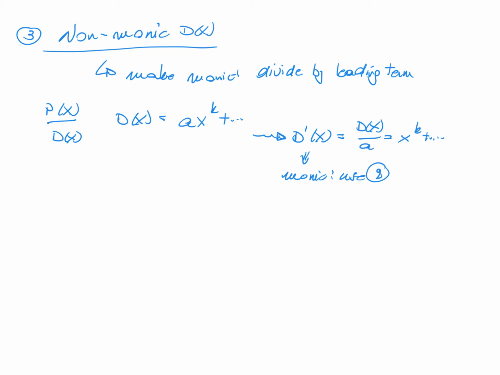So what we have, or what we obtain, is then we get p of x. We divide p of x with d prime of x using the second step. So using the monic nonlinear divisor, we get a q prime of x times d prime of x plus some remainder r of x. So this is the division by the monic d prime of x. We then know that d prime of x is d of x divided by a.